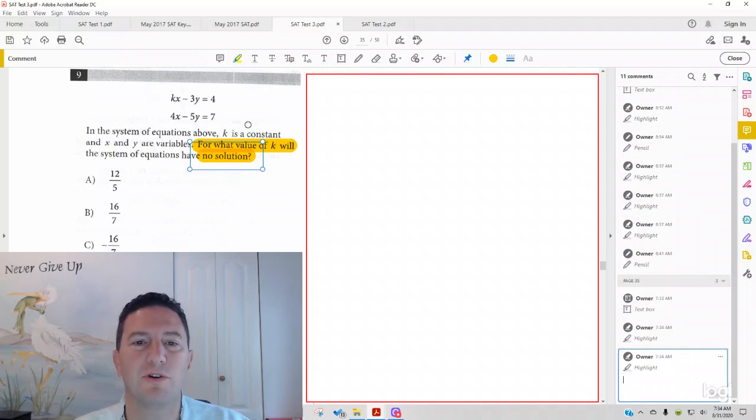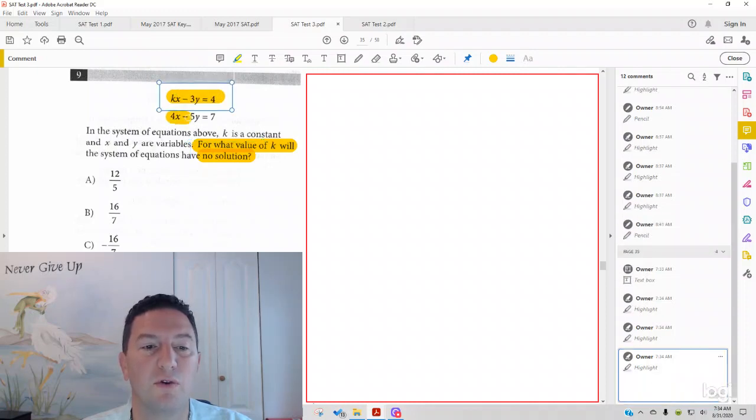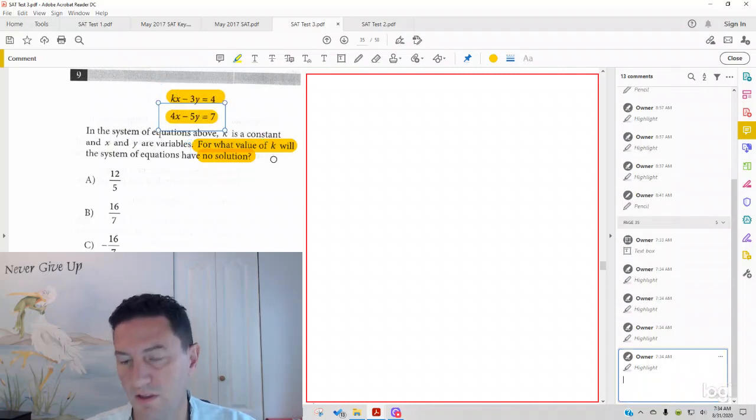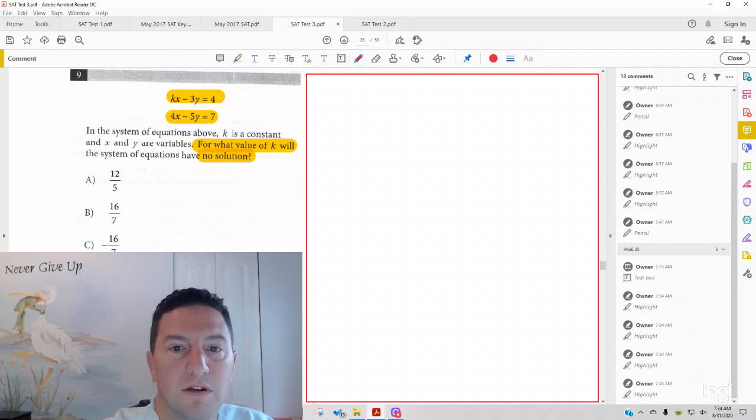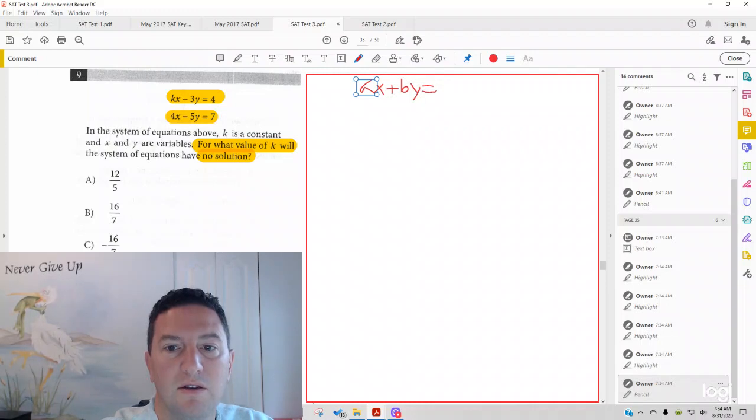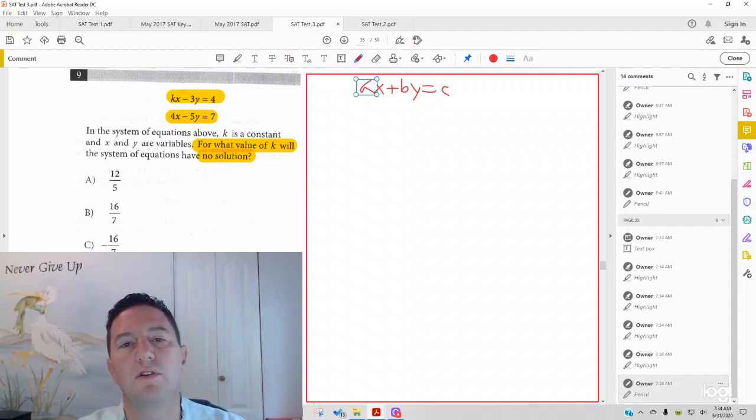So what the College Board loves to do is give you formulas in standard form. We would call this standard form whenever you have it in the form ax plus by equals c. They love to give you stuff in that standard form and then ask you questions involving slope and y-intercept.